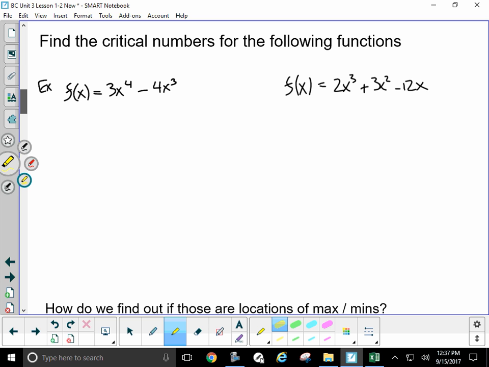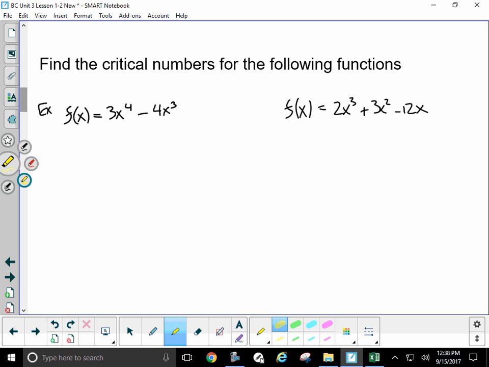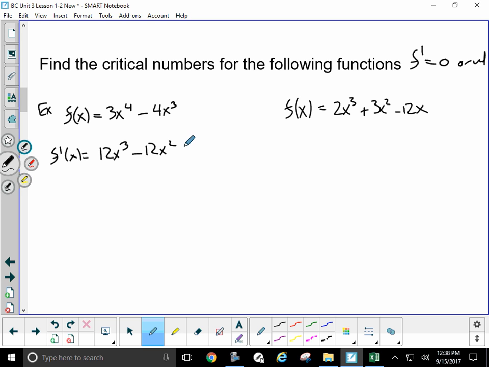Let's go ahead and find critical numbers for some functions. We're going to throw in a third here. How do you find a critical number? Very simple. Just when the derivative equals 0 or is undefined. I take the derivative. I set it equal to 0 or see when it's undefined.